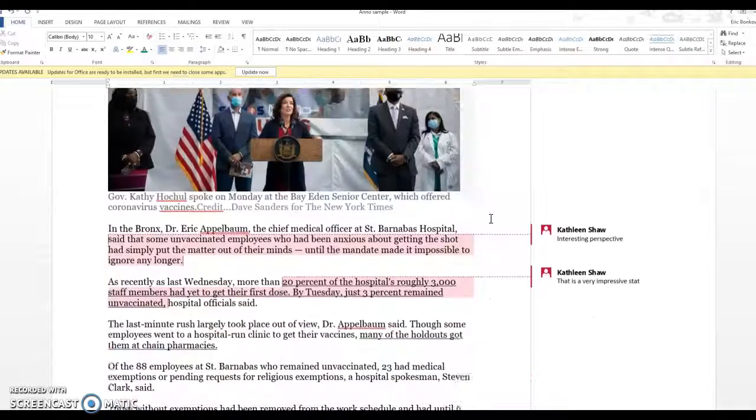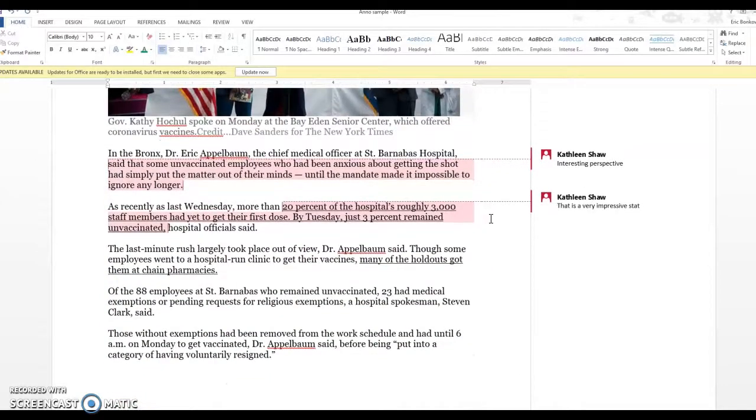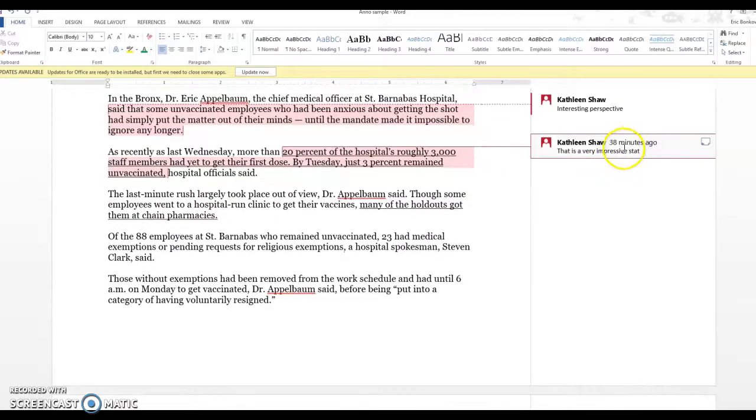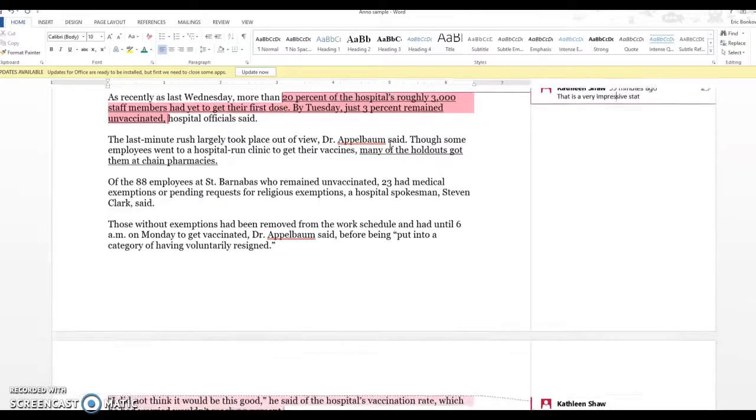One of the articles that I think we're reading, I think one of the EBSCOhost ones, if you chose that, talks about how there's some skepticism as to whether mandates will be effective, but this article has a lot of facts to indicate that in this case, they have been effective. Another impressive stat: at a hospital in the Bronx, there were 3,000 staff members who had yet to get their first dose by Tuesday. Only 3% remained unvaccinated. So that seems like a pretty effective statistic in terms of efficacy.